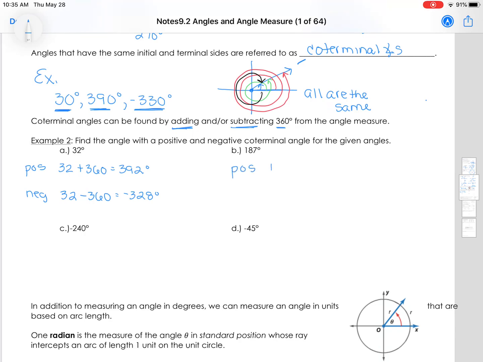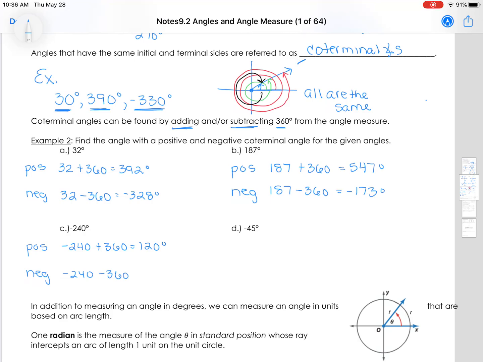For 187, same idea. 187, let's add 360 to it. And that gets us 547. And for negative, we do 187 minus 360, which gets us negative 173. Okay, now, as the numbers get bigger, you try to keep with this pattern. So negative 240, same idea. We're going to add 360 to get a positive angle, and that gets us 120. And then for the negative, we're going to take negative 240 and subtract 360. And that gets us negative 600.